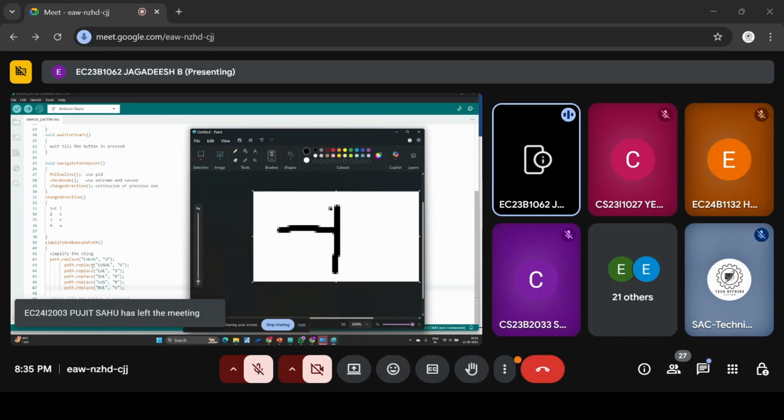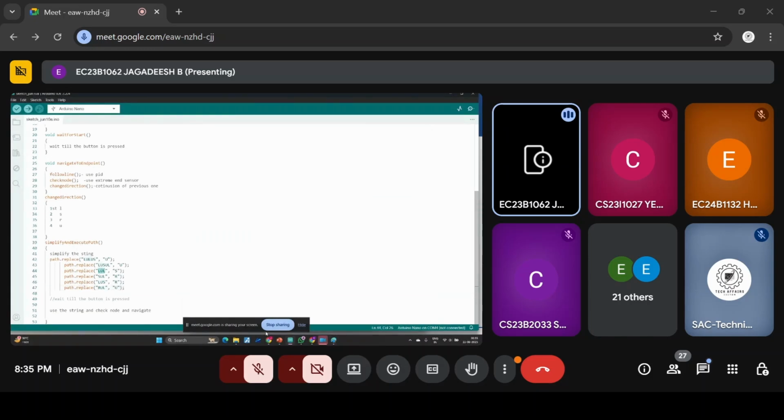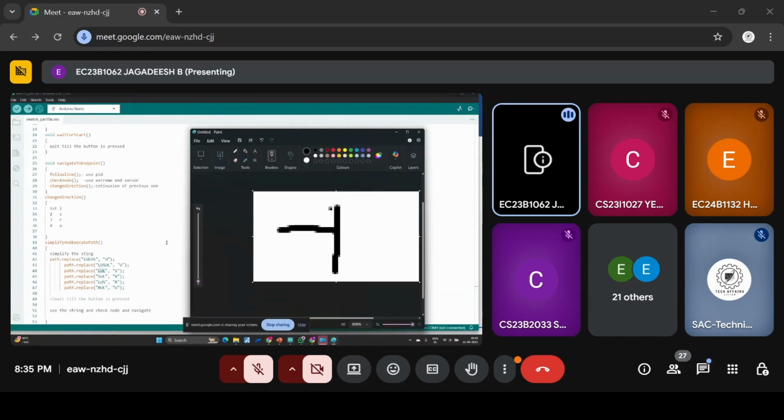We can replay. First, it will run this one. It will check for left, U-turn, left. Then it will replace that with straight.